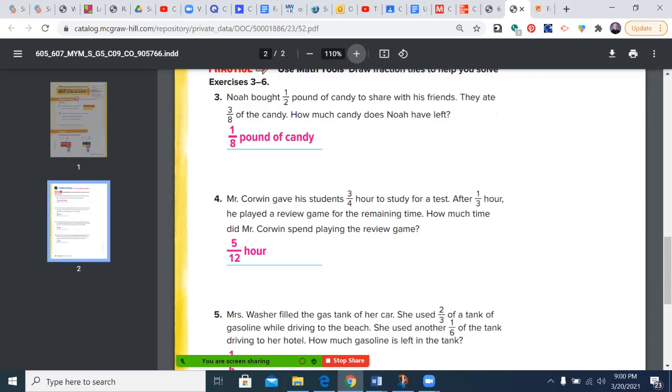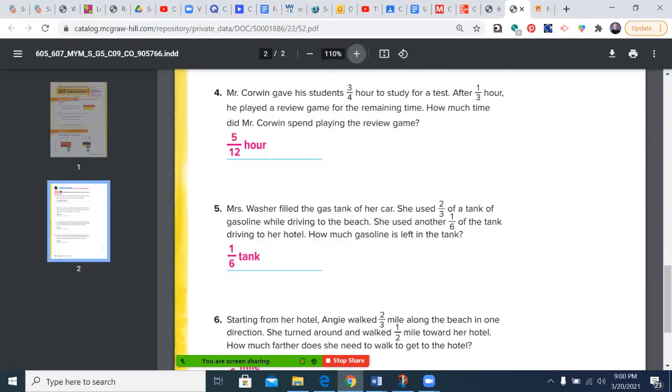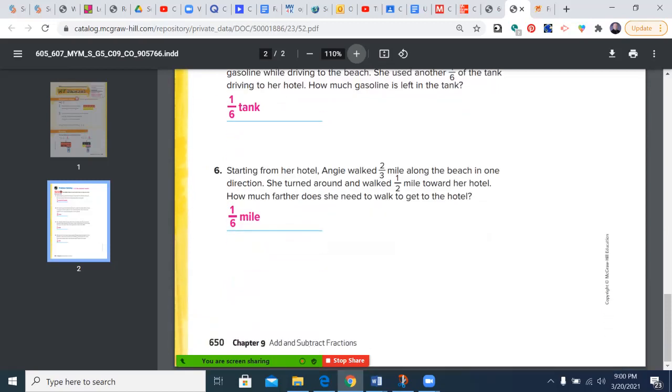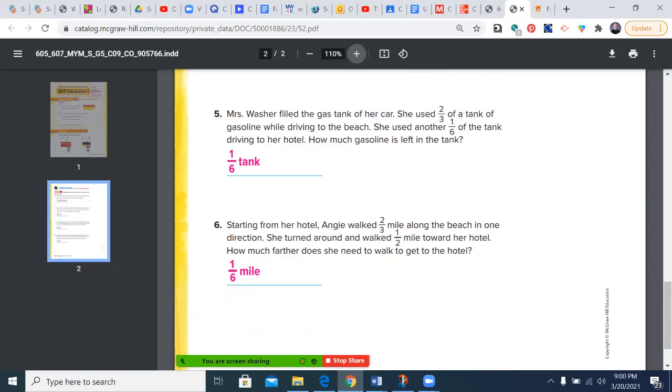3/4 minus 1/3, it was 5/12 of an hour. 2/3 of a tank minus 1/6 of the tank gave us 1/6 of a tank. And 2/3 minus a half gave us 1/6 of a mile. If you have any questions about that assignment, please reach out and I'd be happy to discuss it with you.